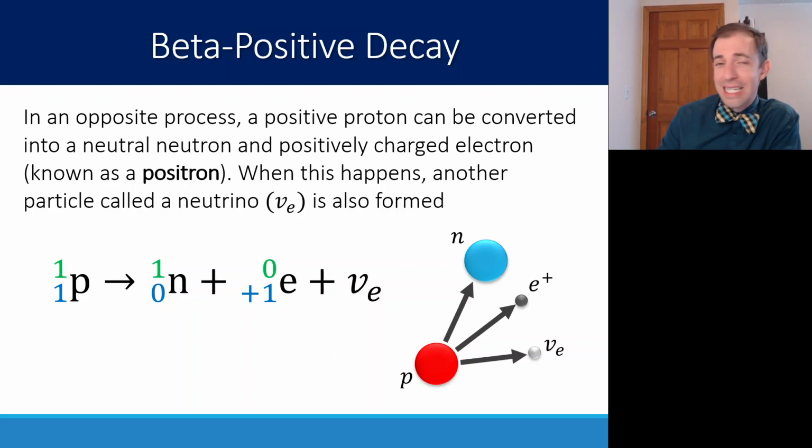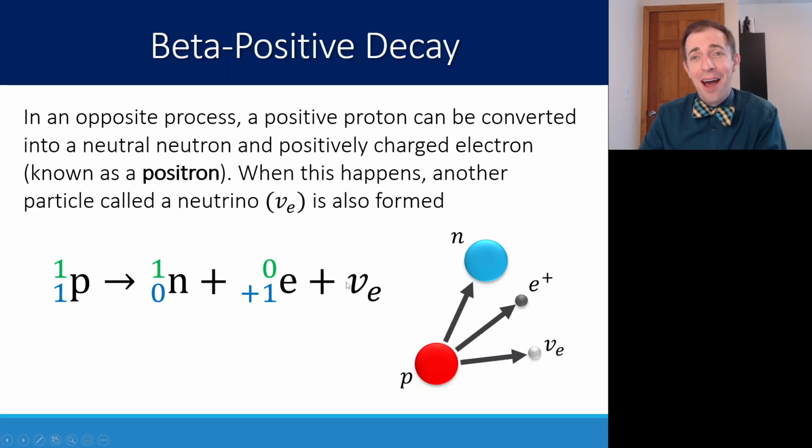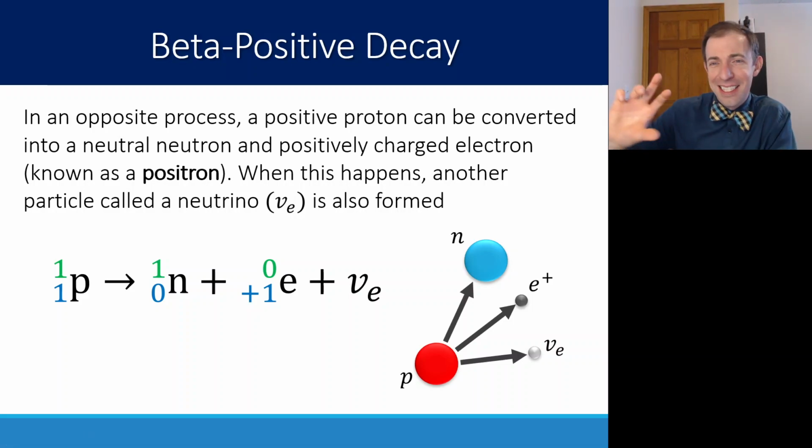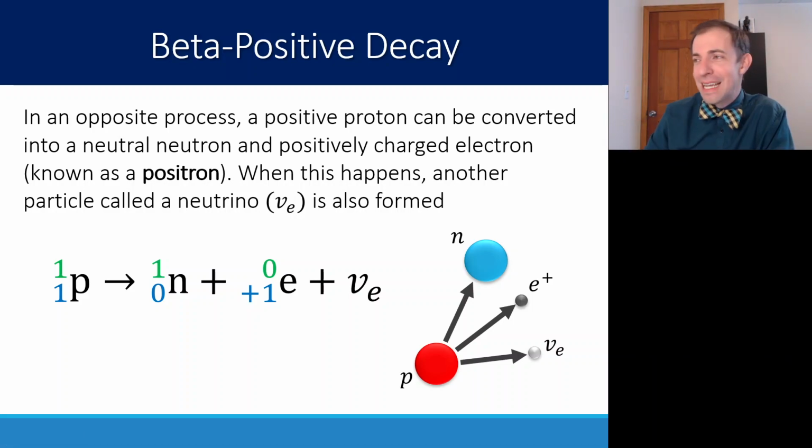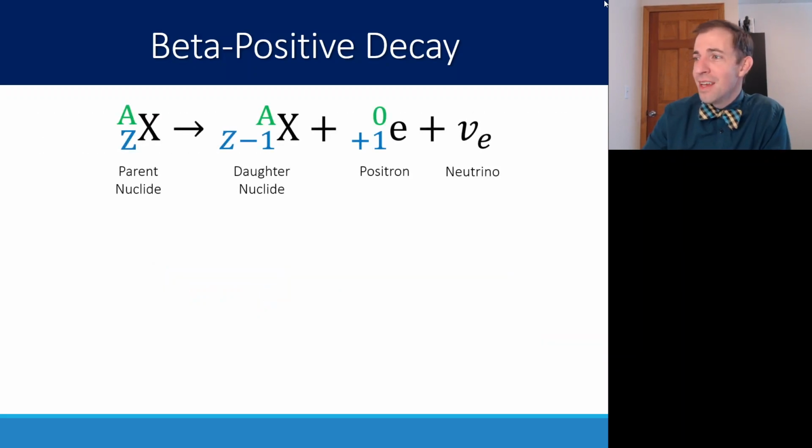But the positron is everything that an electron is. It just has a positive charge instead of a negative charge. In the process, we also create this neutrino, which is the opposite of an antineutrino. So beta positive decay is kind of the reverse of beta negative decay. And with that, you'll notice that since the proton flipped into a neutron, the mass number stays the same, but the number of protons goes down because we've lost a proton to become a neutron, and then we produce a positron and neutrino as well.